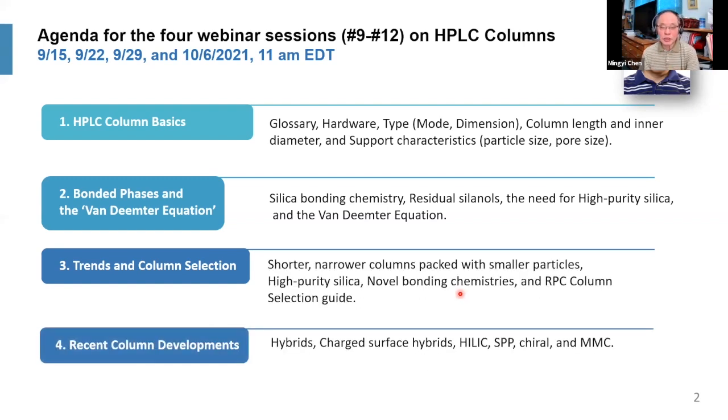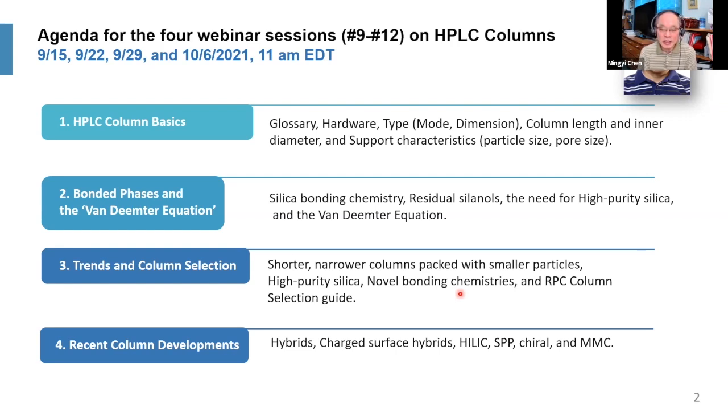So there's a trend towards shorter and narrower columns. Today picking the right column is very important. There's a big trend in modern HPLC practice of using very short columns. Not too long ago, the standard column length was 25 centimeters. Today it's more like 5 to 10, maybe a maximum of 15 centimeters, because the particle sizes are getting smaller.